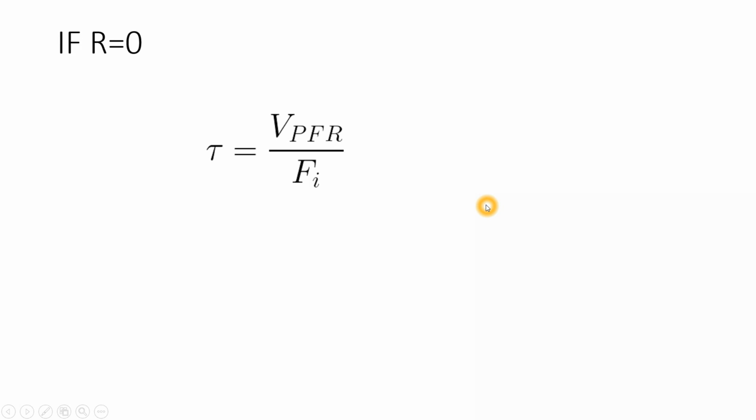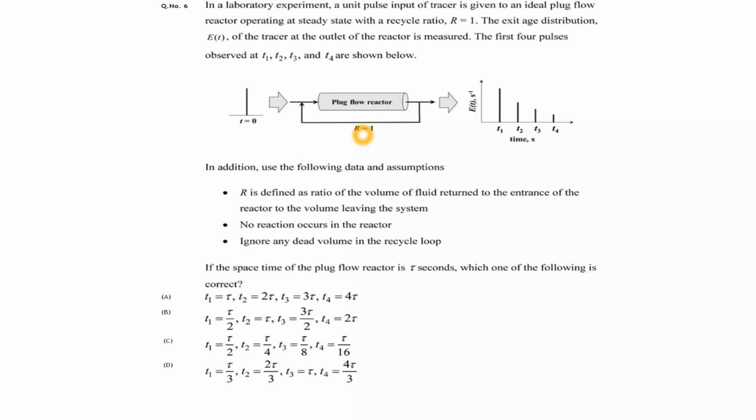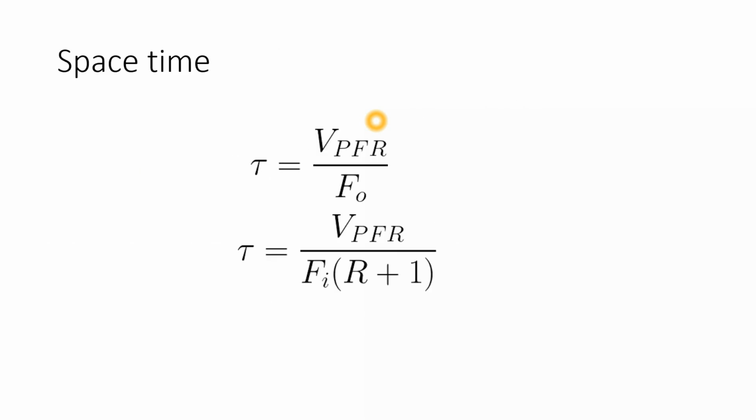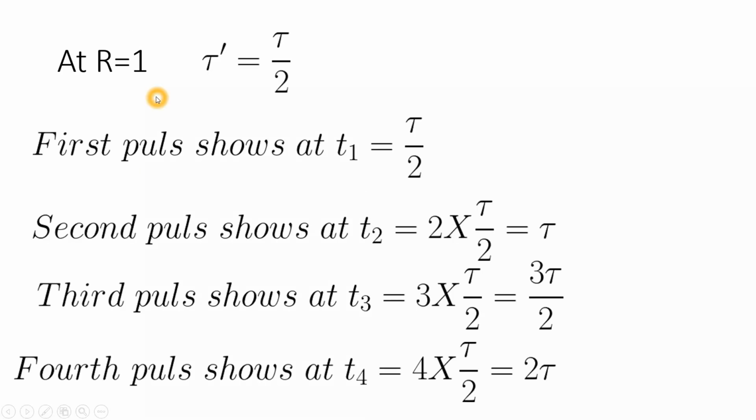If recycle is 0, then tau is equal to volume of PFR upon Fi, but it is given in this figure that R is equal to 1. At R equal to 1 we get a new tau dash for the new system, and tau dash is equal to tau by 2. The first pulse shows at T1 at tau by 2, the second pulse shows at T2 at 2 times tau by 2, which is tau, and the third pulse shows at T3 at 3 times this, and the fourth pulse shows at T4 at 4 times this.